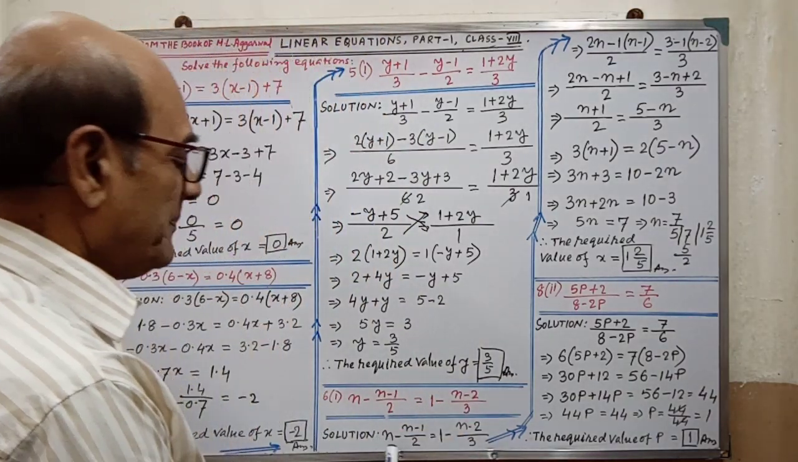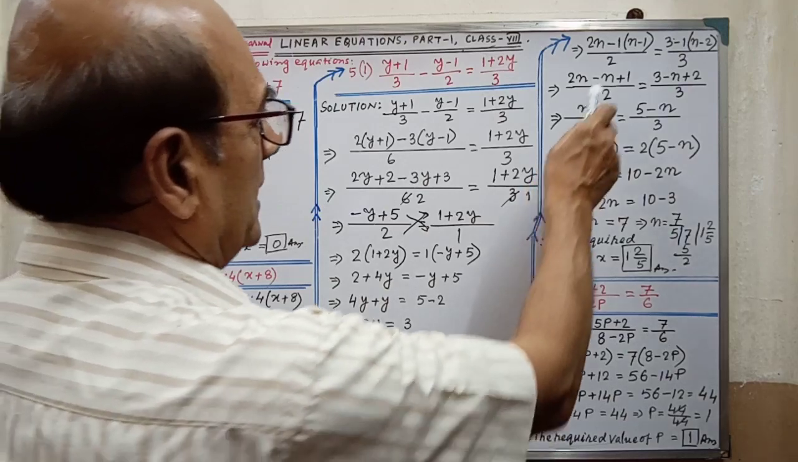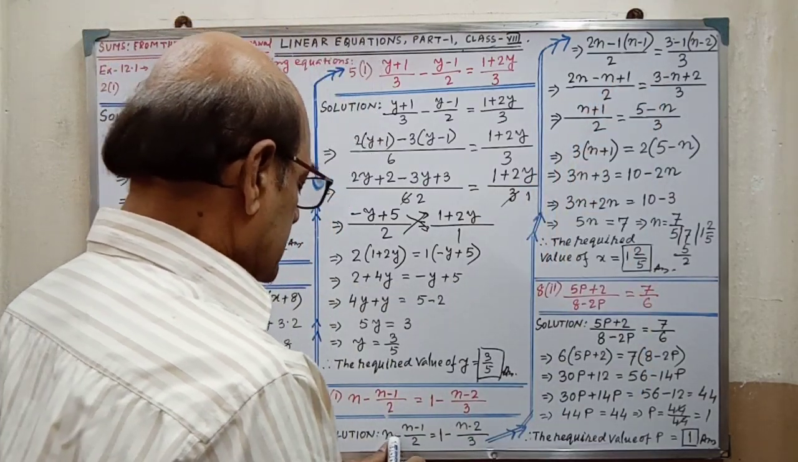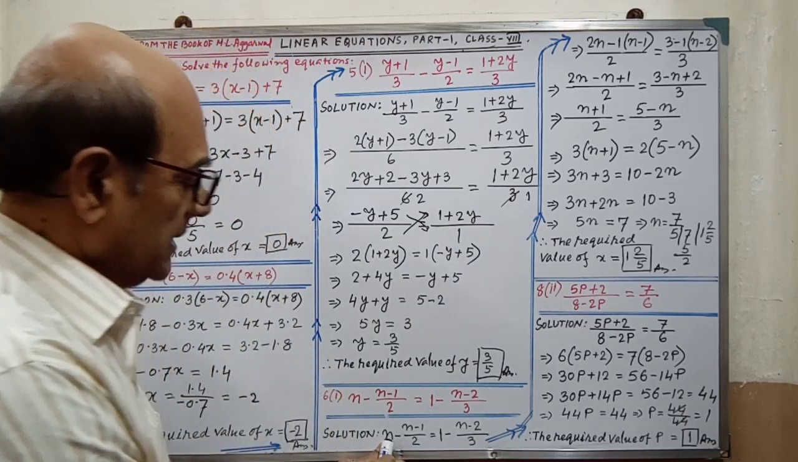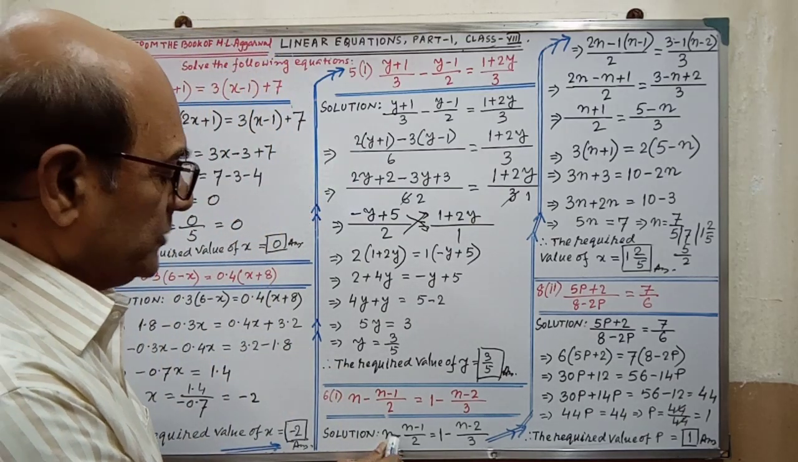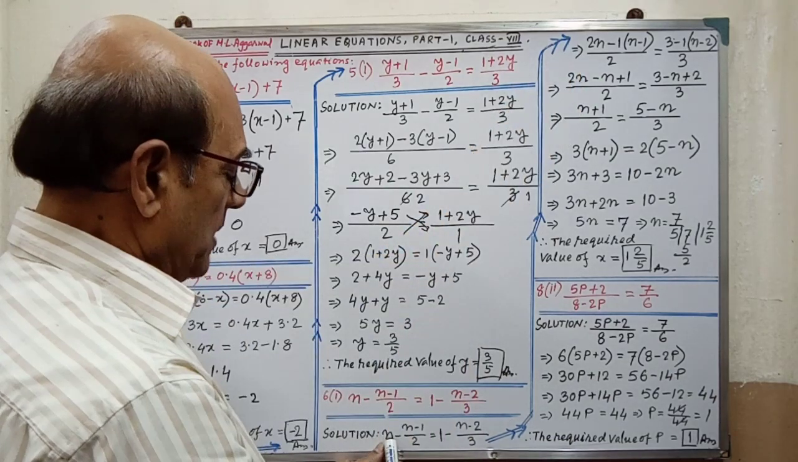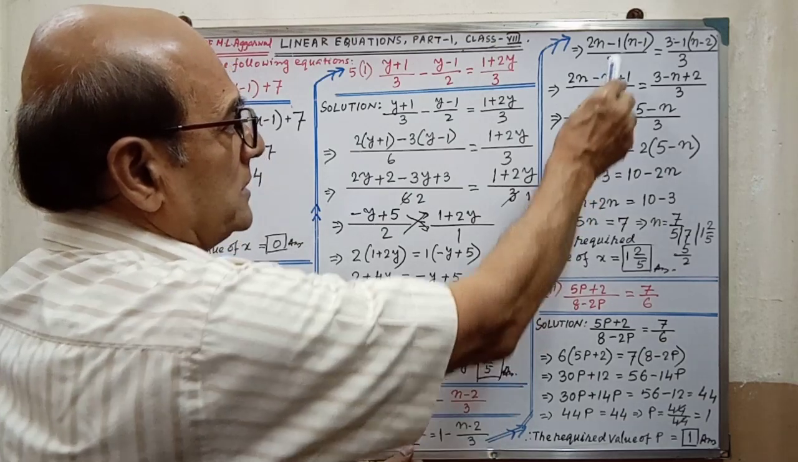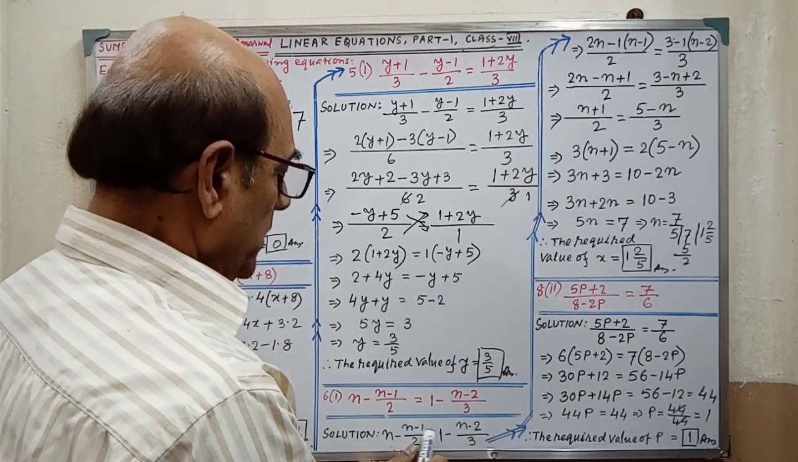Next sum, after writing the sum, you have to take the LCM. LCM will be the 2, and then there is nothing, that means 1. There is nothing, that means 1, and 2 divided by 1, that is 2. 2 into n, that is 2n. This part you have to notice attentively. Here 2 divided by 2, that is 1. This is the 1, and 1 into n minus 1.